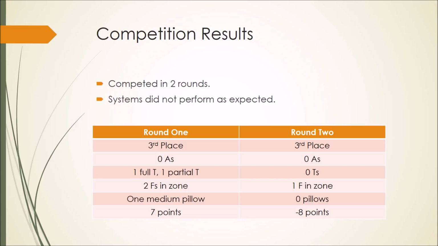In the first round, we received 1 full T, 1 partial T, 2 Fs, and 1 medium pillow for a total score of 7 points. We tied for second place. However, the tie went to the team with more pillows, therefore placing us in third. In the second round, we received 1 F for a total of -8 points, putting us in third place ahead of the TA bot. There are several reasons why our machine did not perform as expected in each round.